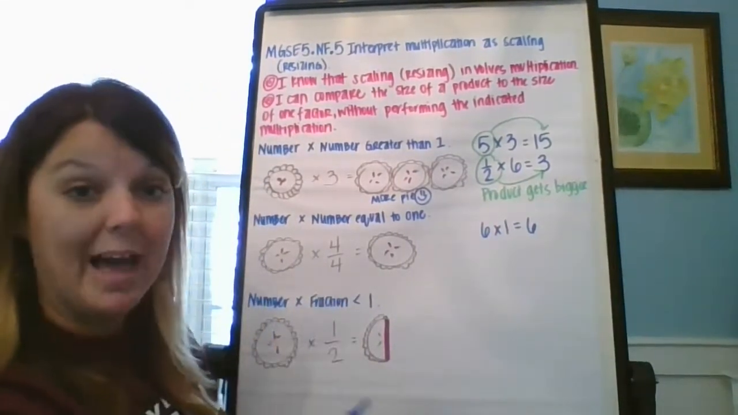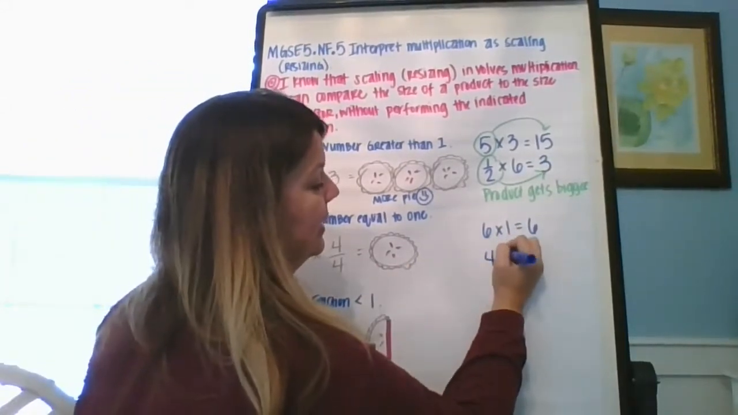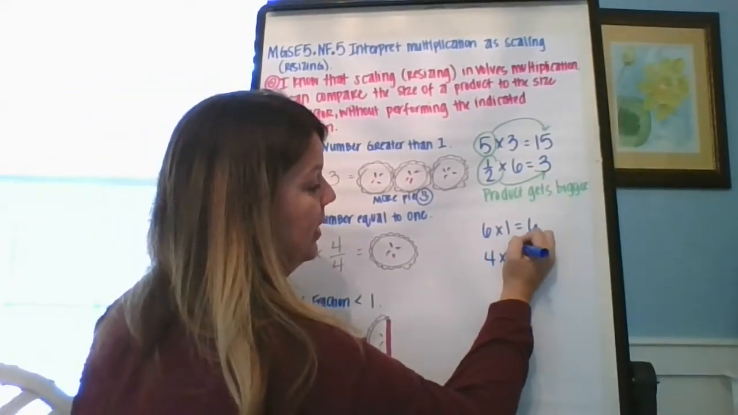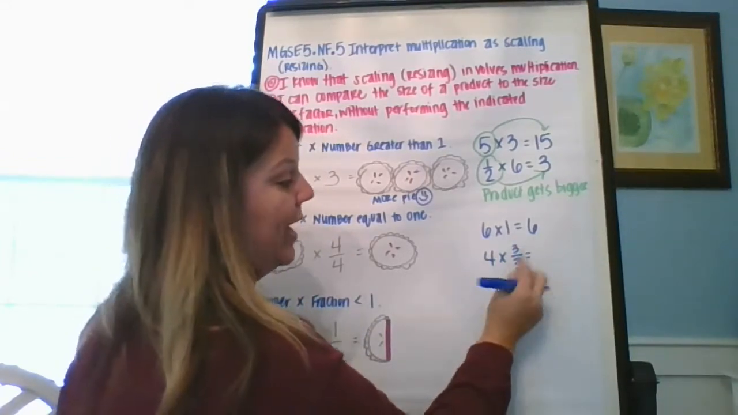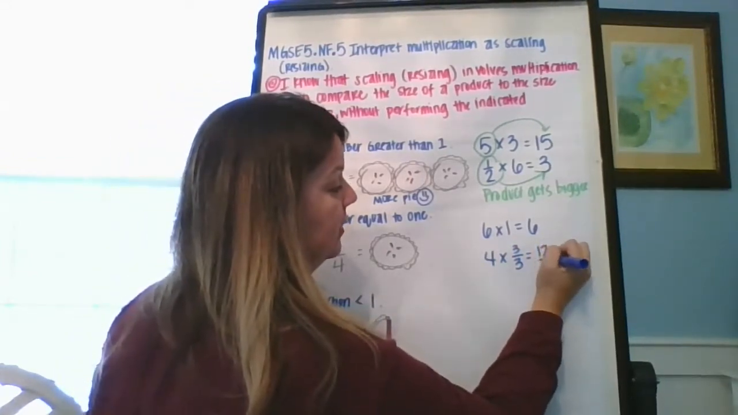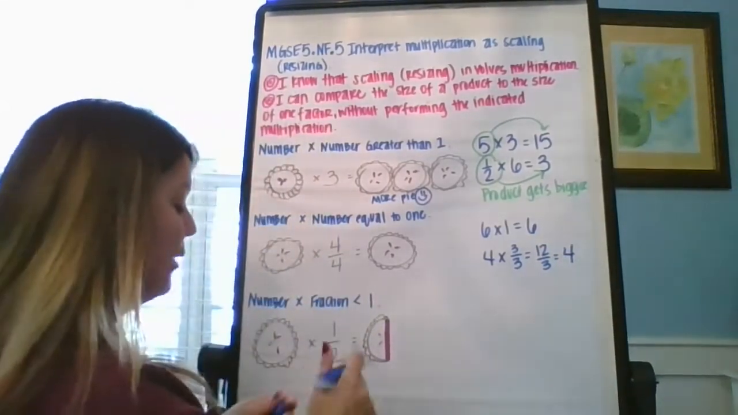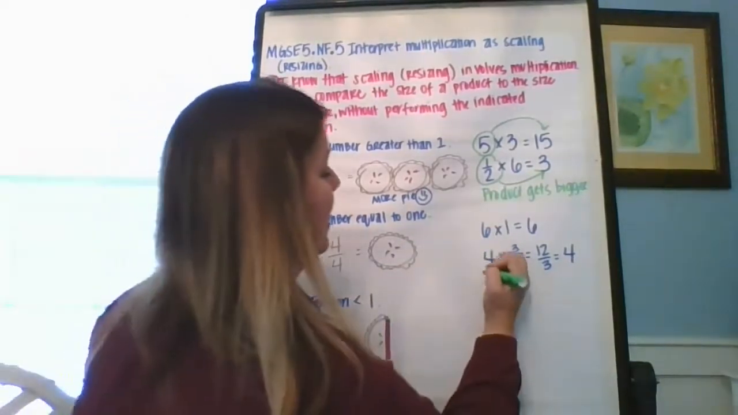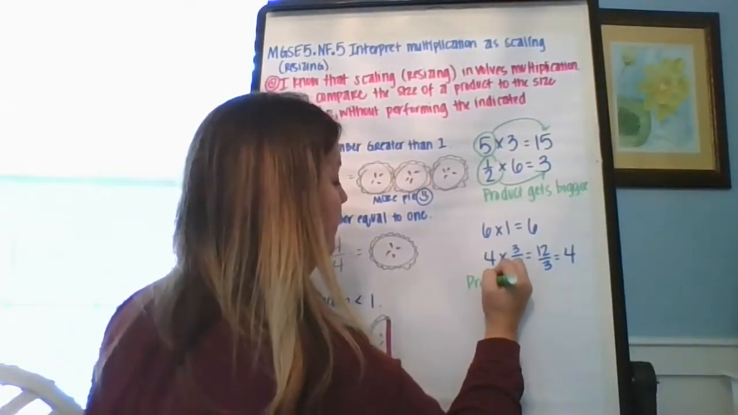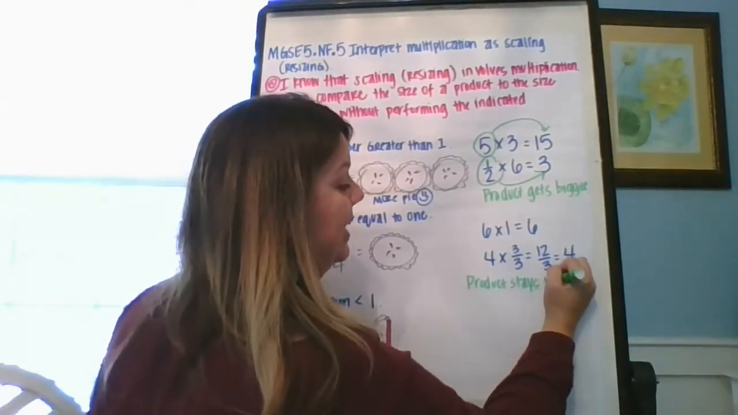This also applies to fractions equivalent to 1. So if we had 4 times 3/3, we're going to end up with 12/3, which is equal to 4. So roundabout, in the end, the answer stays the same. Product stays the same.